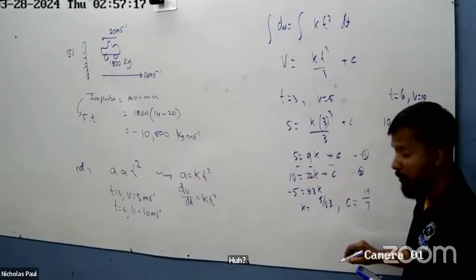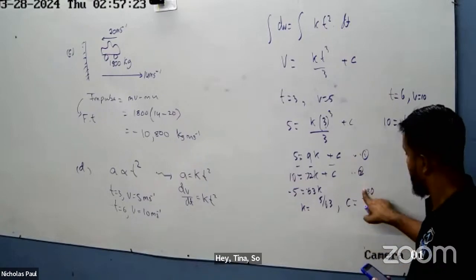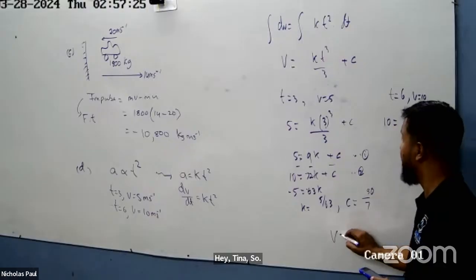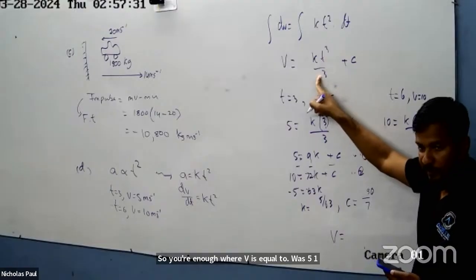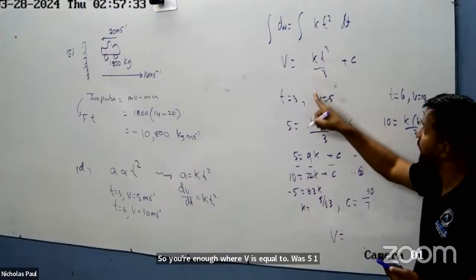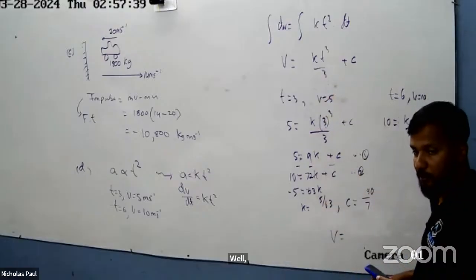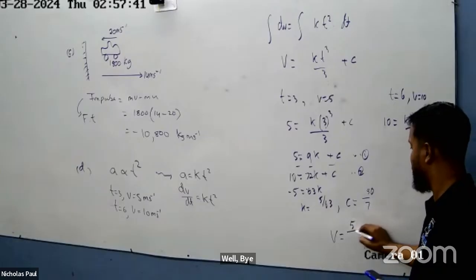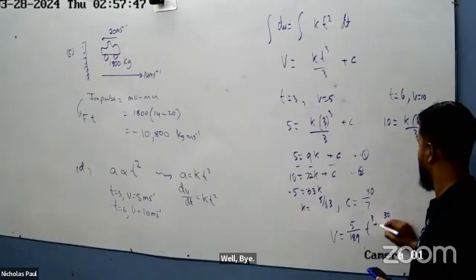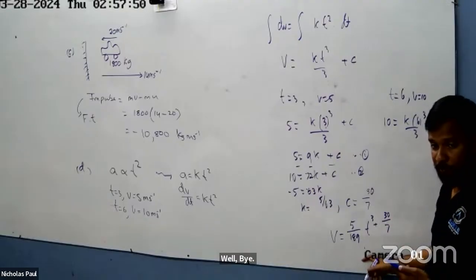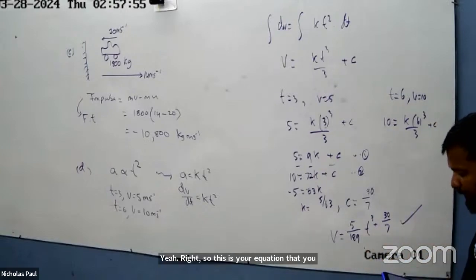So you end up with V is equal to what? 5163 divided by 3? Well, when it's subject to K, 5136 divided by 3. Right, so this is your equation that they asked for in part D.